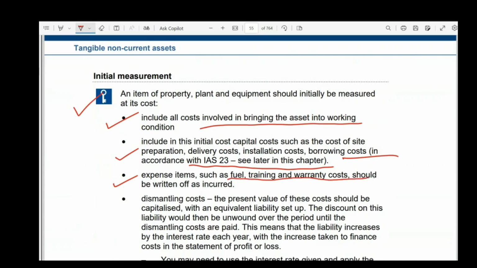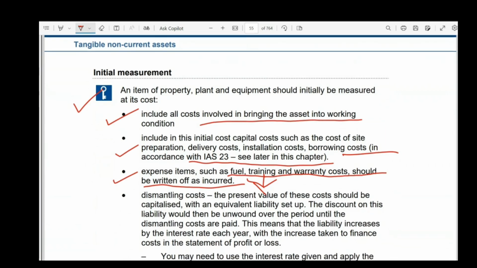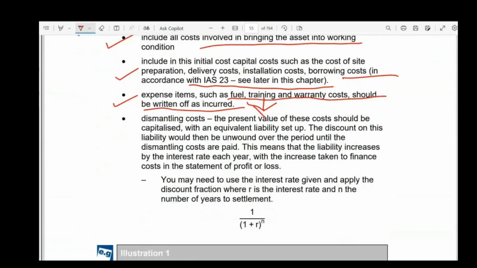Expense items such as fuel, training and warranty costs should be written off as incurred. So if you are testing your generating unit for 5 days or 1 week, any fuel cost is not a part of the asset. It's a burn, it's over. Training or warranty cost, if you have sent an employee for training to another country, will also not be capitalized, because it is not associated with the asset. Employees are human capital, but they are not part of your assets.